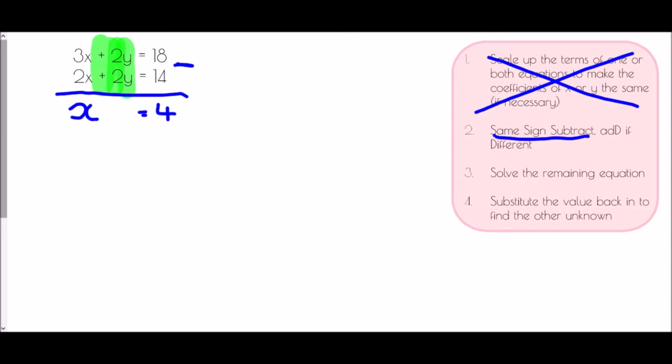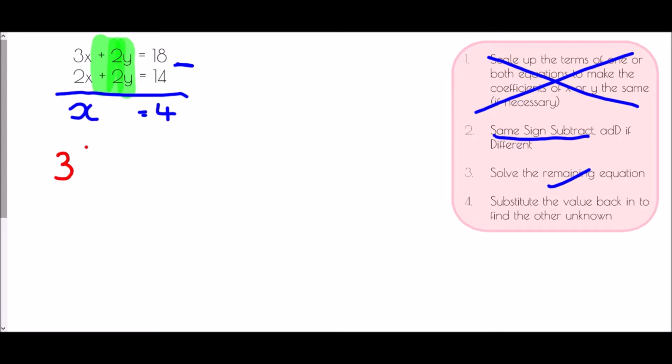Step 3, solve the remaining equation. Well, in this case, we already know that x equals 4. And so we've already done that. We know the solution to that equation. The final stage is substituting the value back in. So we're going to choose one of the equations, either the top one or the bottom one, to substitute x back into. I'm going to choose the top one in this case.